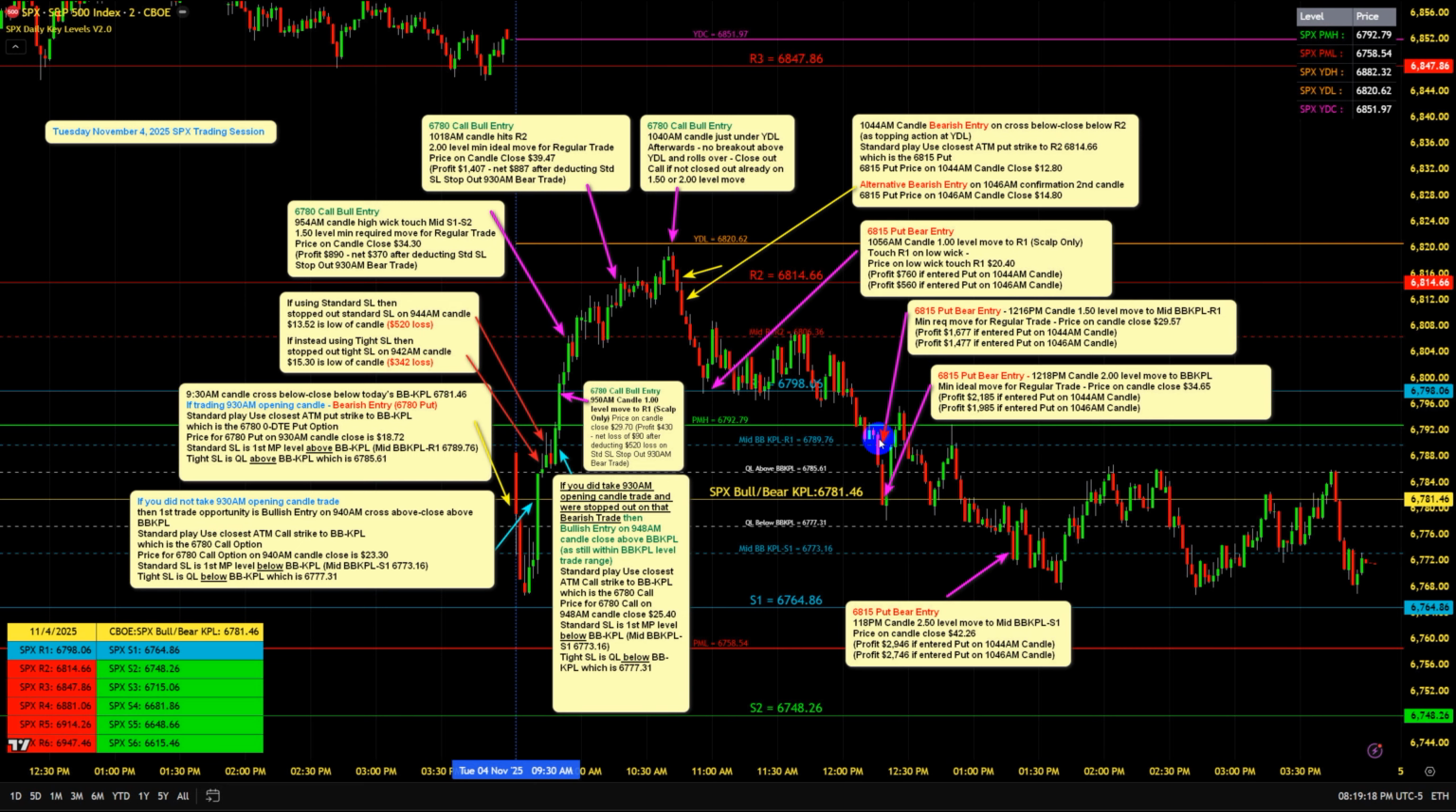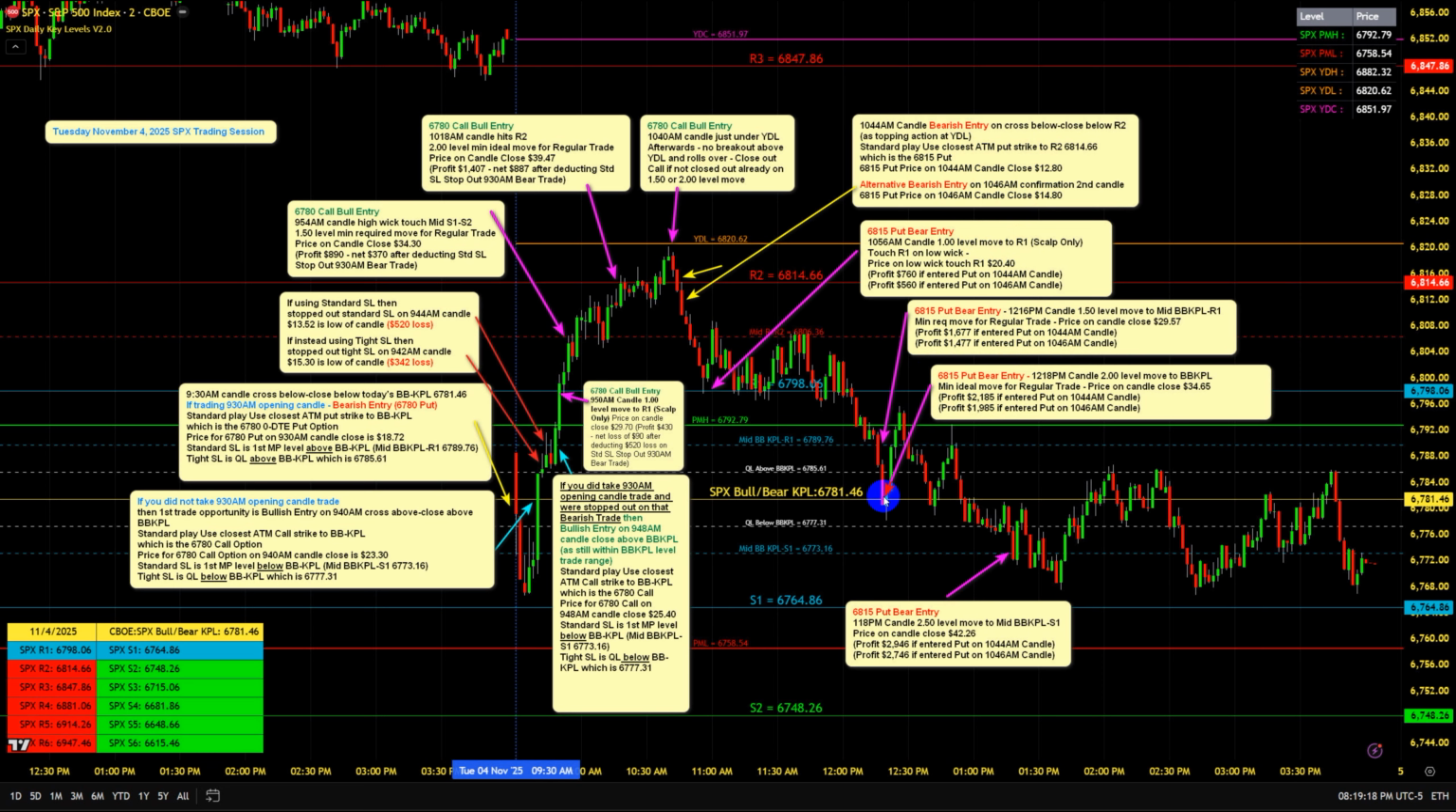So at 12:16 it hits the 1.5 level move, the minimum required move for the regular trade. The price on the candle close here is $29.57. The profit is $1,677 if you entered on the 10:44 a.m. candle, or $1,477 if you entered on the 10:46 a.m. candle.